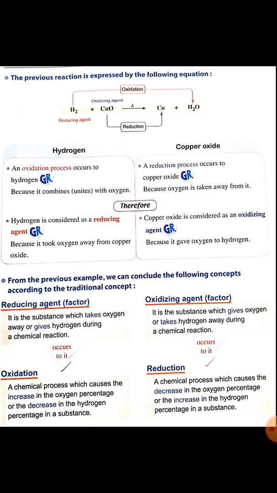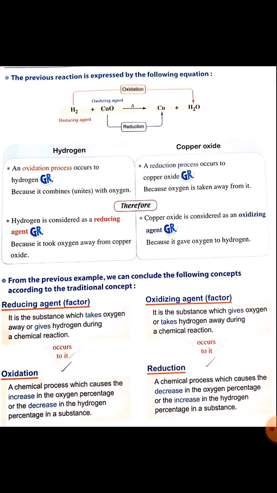While copper oxide, what happened to it? It reduced, and it was the cause for the oxidation of hydrogen. So it's called oxidizing agent. So here, the agent is the opposite to the process. Okay? If we have an oxidation process, then this element or this compound is a reducing agent, and vice versa.